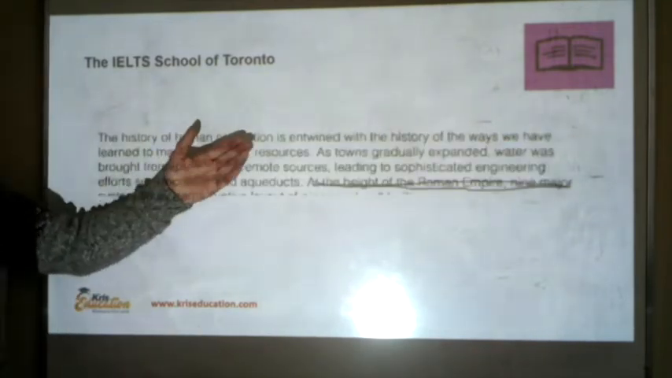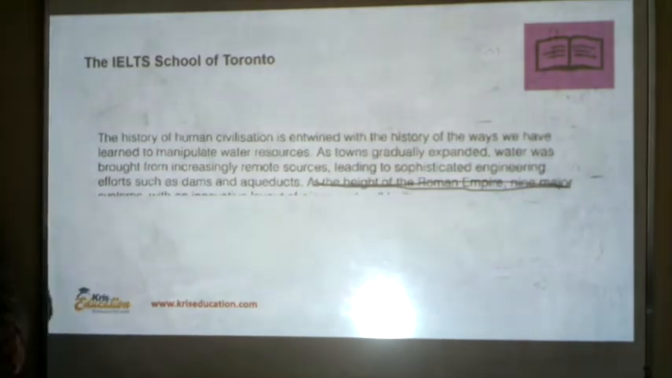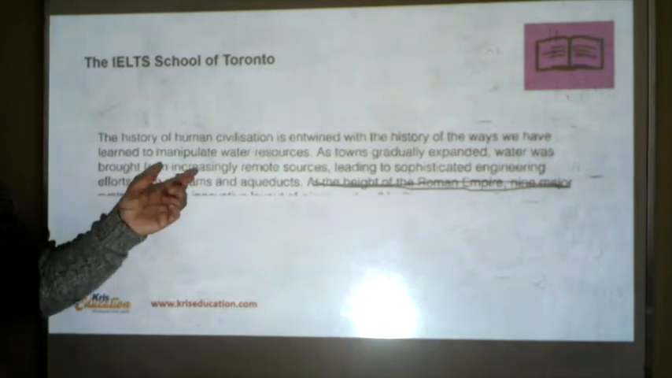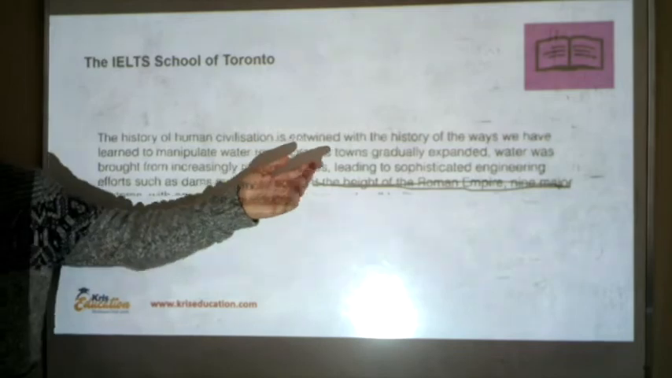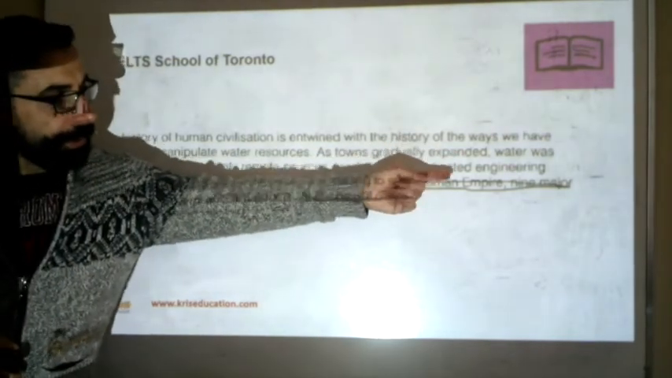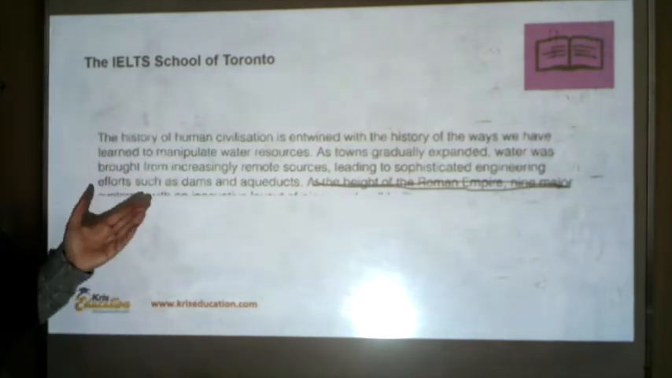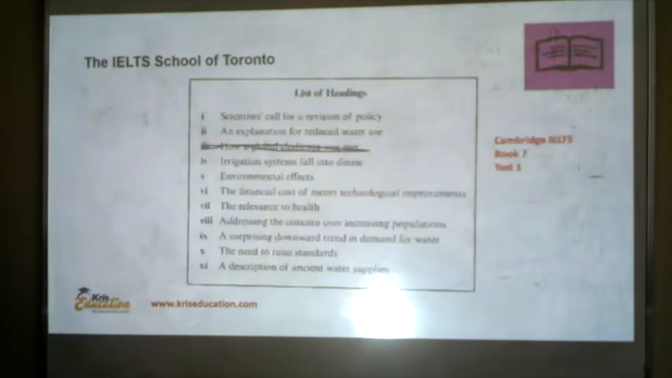And if you want, you can read the second sentence to make sure. The second sentence says, as towns gradually expanded, water was brought from increasingly remote sources. So it talks about water, and also, as you see, the tenses used here are all in the simple past, which means this paragraph is about history. Okay, so the right heading for paragraph A is number 11.